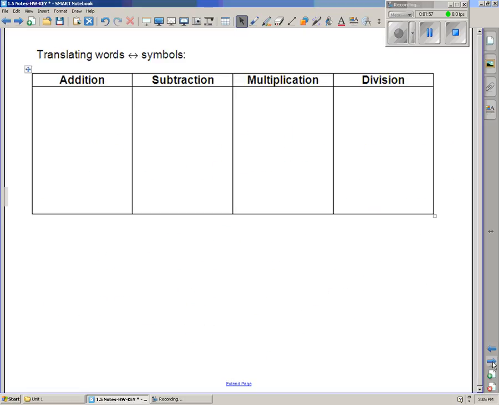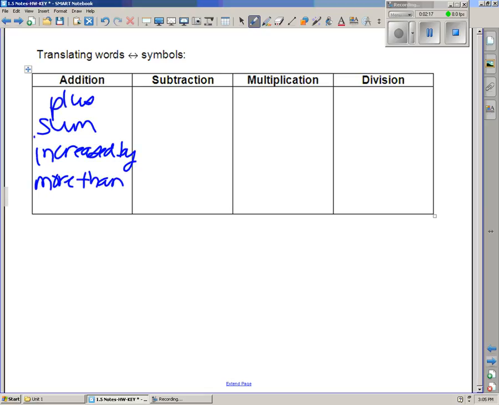Translating words to symbols, these are some words that would mean these operations. For example, if you saw the word plus in a sentence, you would know to add. The same as the word sum would tell you to add. Increased by, more than. So those would all tell you that you need to do addition. There might be other ones also, but these are the ones that you would tend to see probably most often in a textbook or on the Regents exam for that matter.